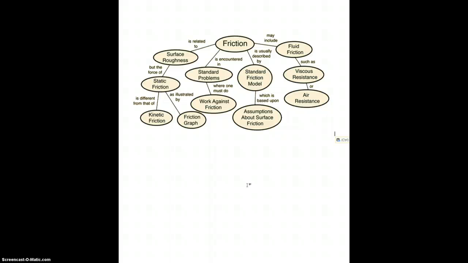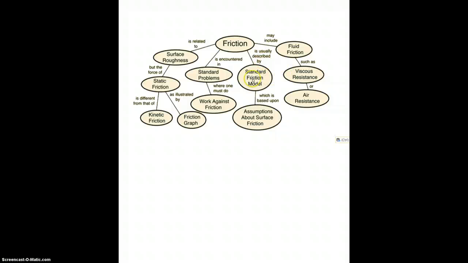This is about part of second law because I started talking about friction. Well, we need to know first of all, what is friction? This is the most important part of the graph. There's some stuff that you don't really need to focus on, but I'll show you the most important stuff. Friction is related to surface roughness, but the force of static friction is different than kinetic friction. These two are different. They're the most important things.